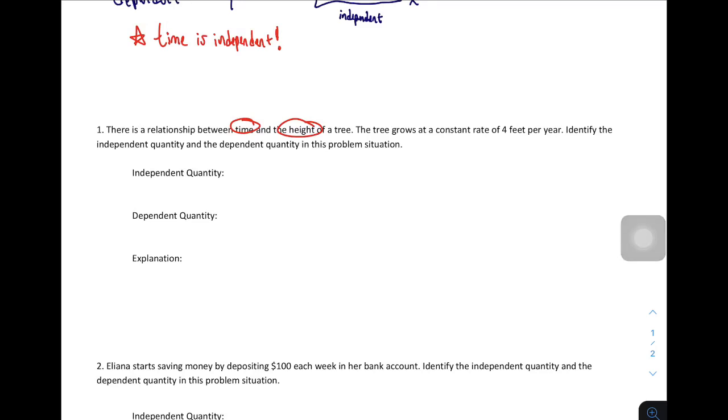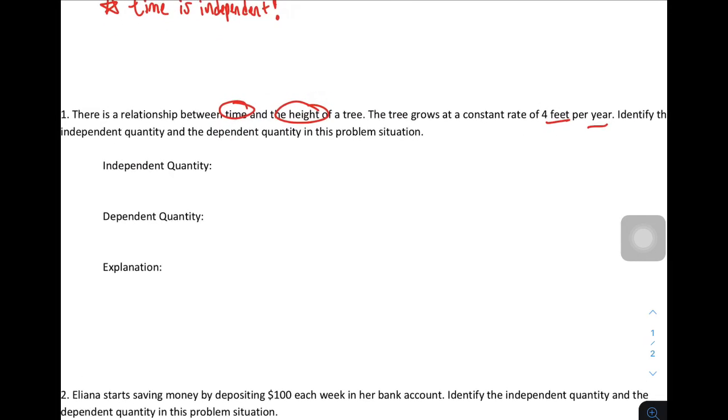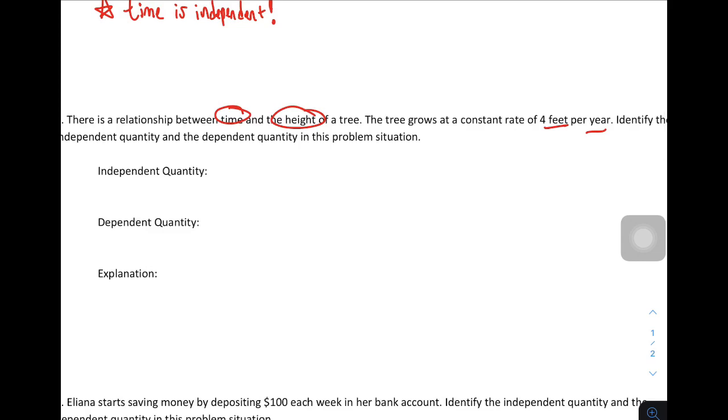The tree grows at a rate of 4 feet per year. They are the two quantities. You have time and you have height. So we have to figure out which one is the independent and which one is the dependent. Well, remember the little trick I said about independent. If you ever have a unit or a quantity that is time, or a measurement of time, that is always going to be your independent.